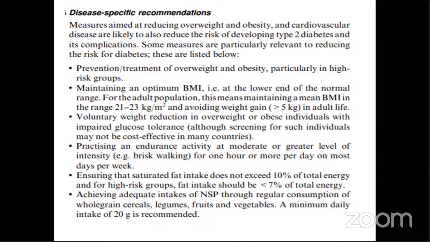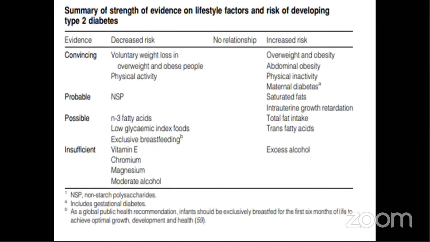unsaturated fats. And then as it relates to fiber, you're going to increase your intake of fiber. So you're going to have whole grain cereals, legumes, fruits, and vegetables. And it's encouraged that you have a minimum of 20 grams of dietary fiber per day. And the evidence is here too. If you have voluntary weight loss and increased physical activity, then you're going to decrease your risk of type 2 diabetes.